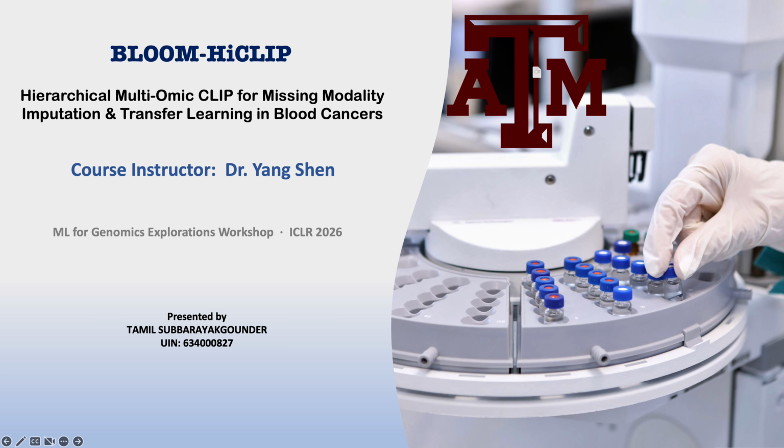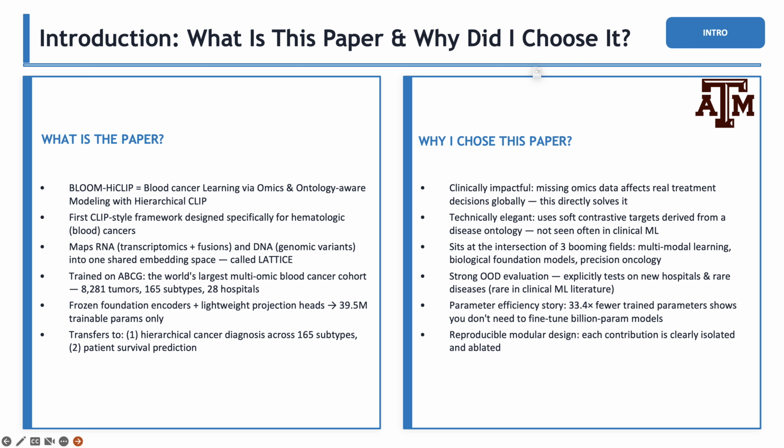Hi everyone. So the paper I'm presenting today is called HiCLIP, which stands for Blood Cancer Learning through Omics and Ontology Aware Modeling with Hierarchical CLIP. It's a paper from the Machine Learning for Genomics workshop at ICLR 2026 out of Duke University. Let's get into it. So what is this paper actually doing?